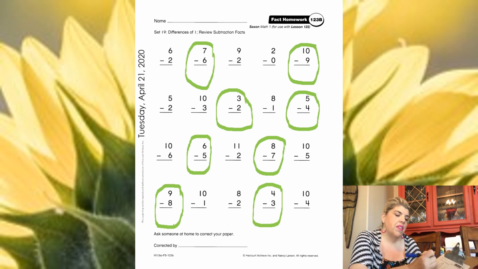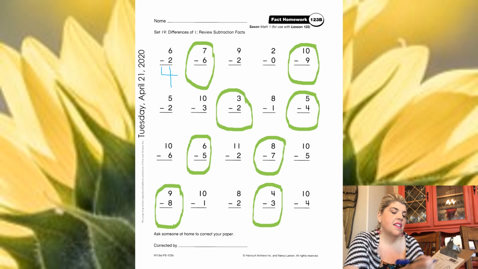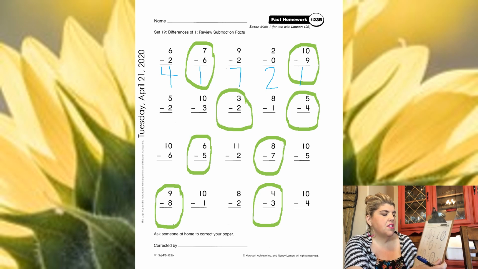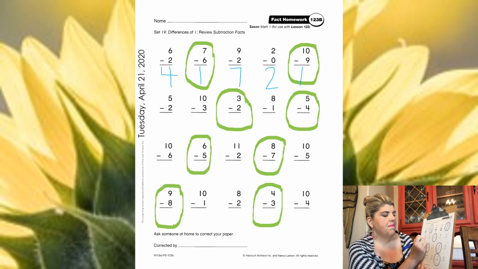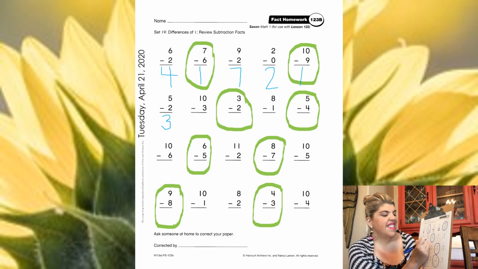6 minus 2 is 4. 7 minus 6, which is a difference of 1 problem. The answer is 1. 9 minus 2 is 7. 2 minus 0 is 2. 10 minus 9 is a difference of 1. Answer is 1. 5 minus 2 is 3. 10 minus 3 is 7.